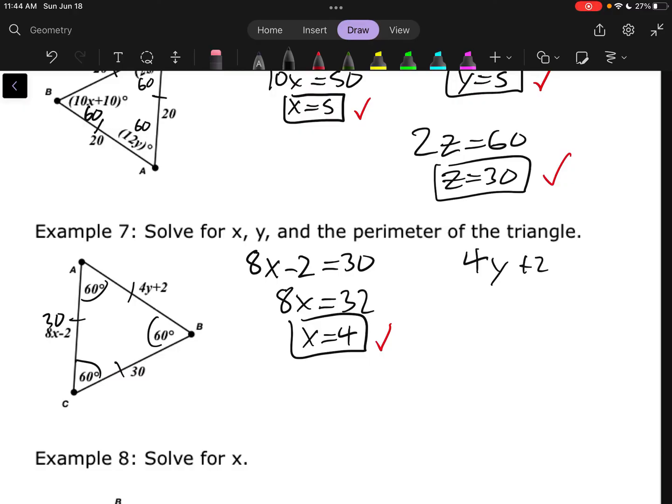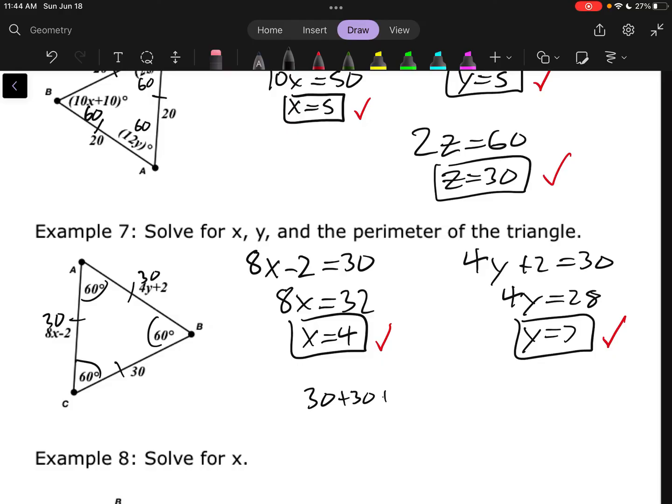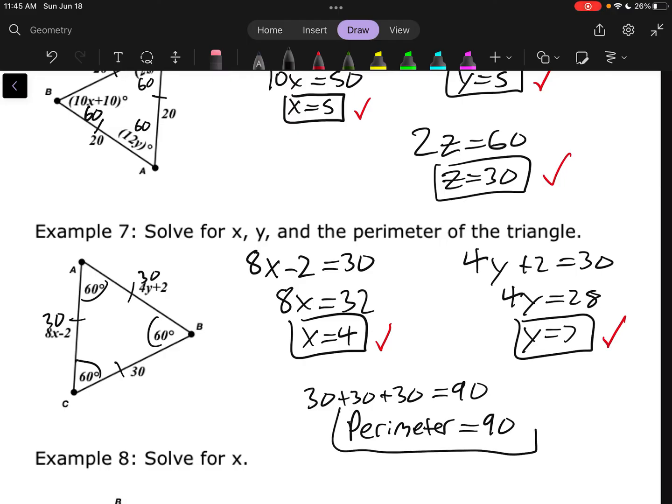The 4y plus 2, that's got to be equal to 30 also. Subtract the 2, I get 4y is equal to 28. Divide by 4, and I get 7. 4 times 7 is 28, plus 2 is 30, so that works. And then 30 plus 30 plus 30 is 90. So the perimeter must be 90. Okay.